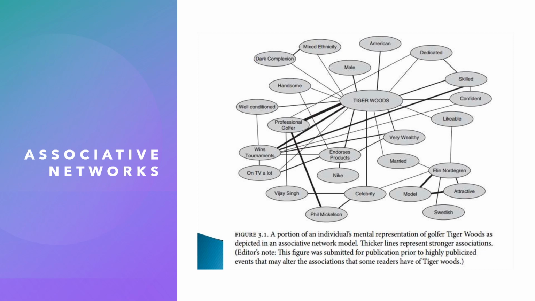Here is an example of an associative network. There's one about Star Wars in your book, and so that's kind of fun to look at. This one is about Tiger Woods, and a fun fact about this, as it states in the editor's note, is that the figure was submitted for publication prior to some interesting news coming about Tiger Woods that I think probably has really changed some people's perspective of him.